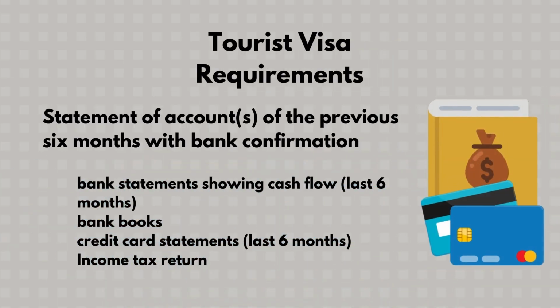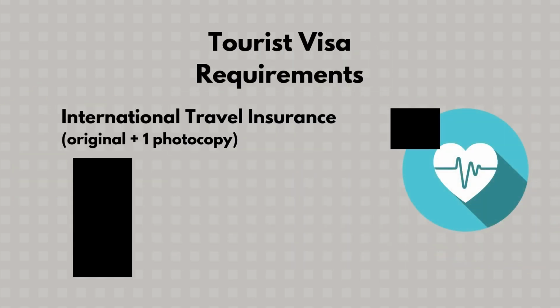For the proof that he can support his travel, he must be able to supply a statement of account or accounts of the previous 6 months with bank confirmation. It can be any of the following. So his bank statements, bank book, credit card statements, and he may also include his income tax return.